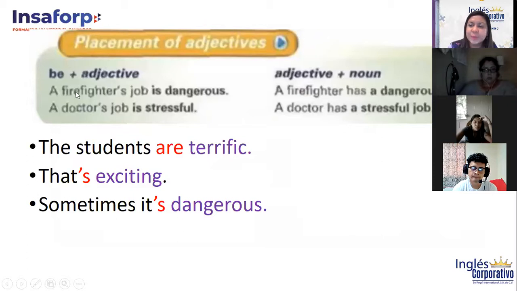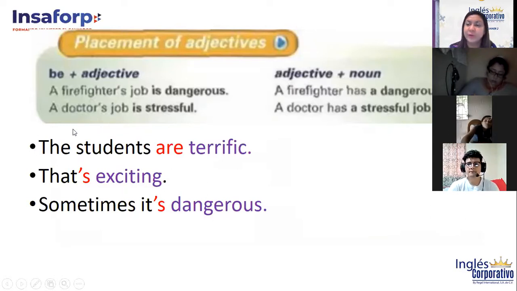So let's look. When we use adjectives, we can use them after the verb to be. For example, a firefighter's job is dangerous. A doctor's job is stressful. El trabajo de un bombero es peligroso. El trabajo de un doctor es estresante. More examples. The students are terrific. Entonces aquí tenemos el verbo to be y luego el adjetivo. That's exciting. Otra vez, the verb to be, adjective. Sometimes it's dangerous. The verb to be, contractado en este caso, and the adjective. Okay? Or other examples would be, I am happy.